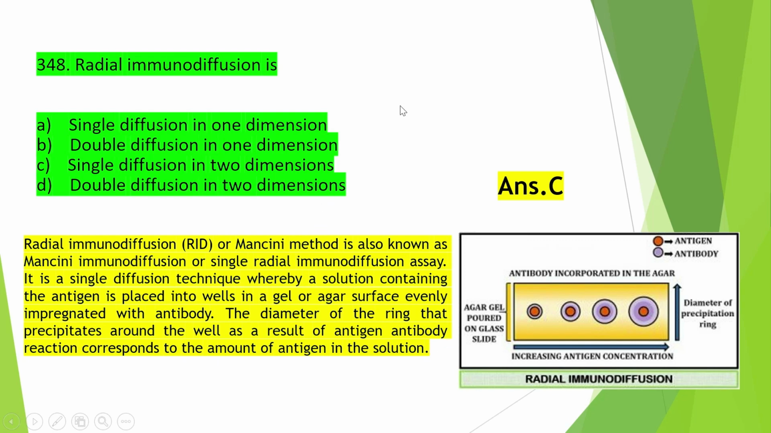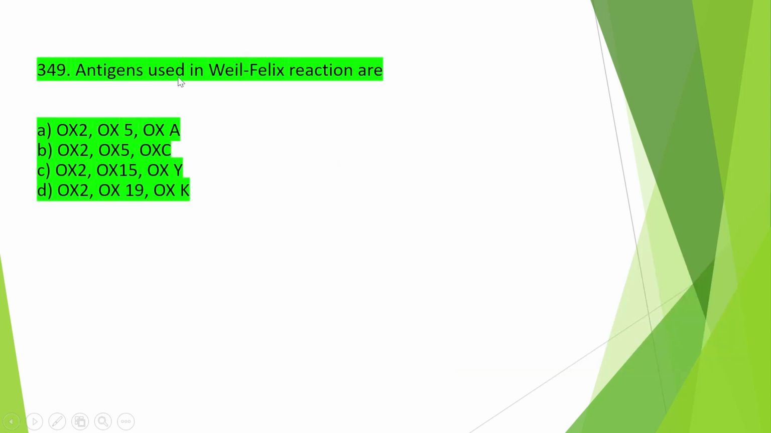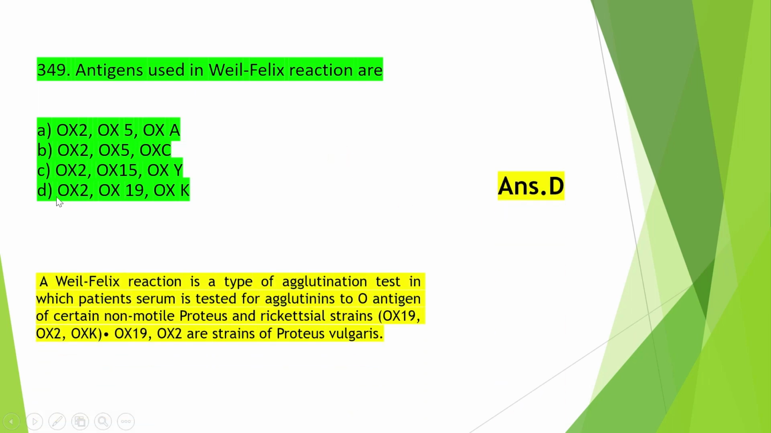Okay, so move on to the next question: antigens used in the Weil-Felix reaction are OX2, OX5, OXA, or OX2, OX5, OXC, or OX2, OX15, OXY, or OX2, OX19, or OXK. So the right answer is option D, that is OX2, OX19 and OXK.